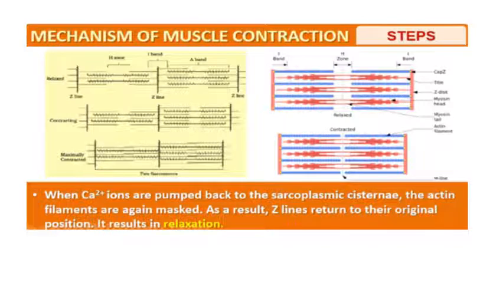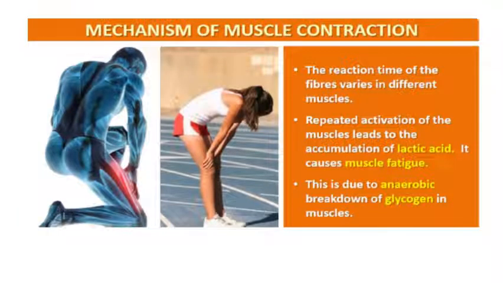When calcium ions are pumped back to the sarcoplasmic cisternae, the active sites on the actin filaments are again masked. Because of this, the Z lines will return to their original position, and this will cause relaxation of the muscles. So this is how muscle contraction works. I hope you all understood it.